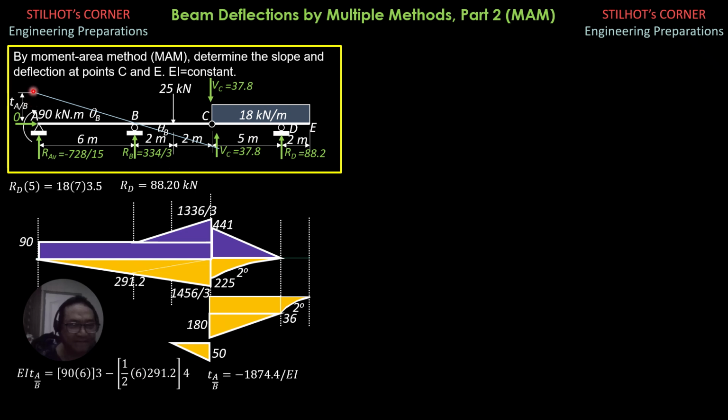So it is negative, so that's why we have theta B equals the negative absolute value of deviation of A relative to B, or though it is already negative, divided by 6. Remember, tangent theta B is simply theta B because theta B is small, opposite over adjacent. So theta B is negative of absolute value of deviation of A relative to B. So negative of positive 1874.4 divided by 6 EI. So theta B is equal to negative 312.4 over EI.